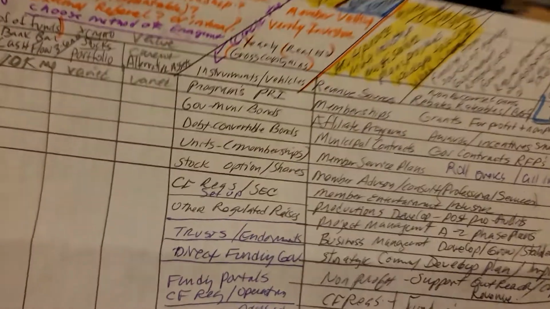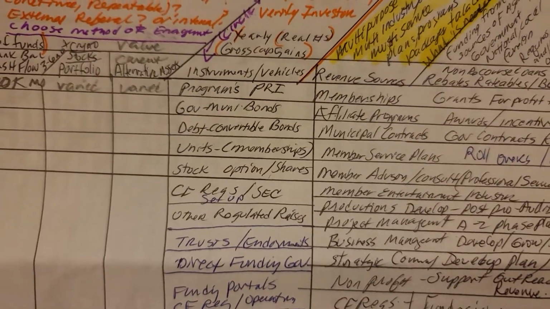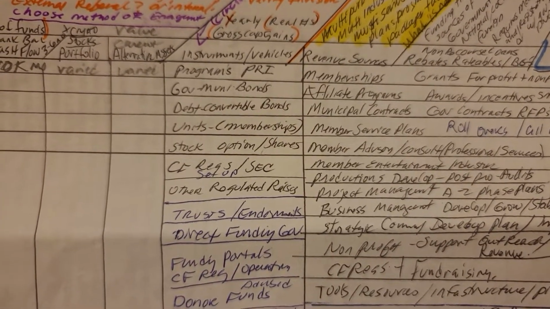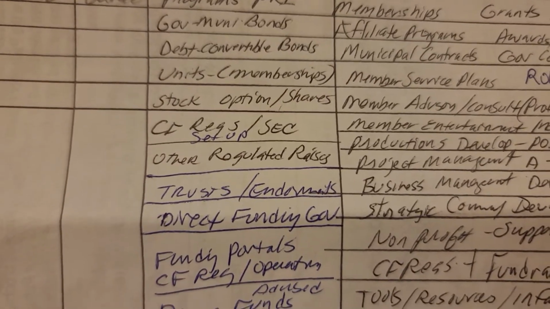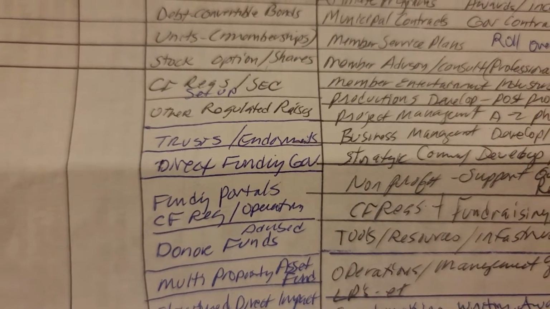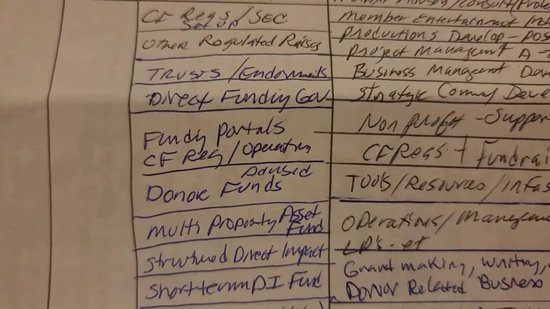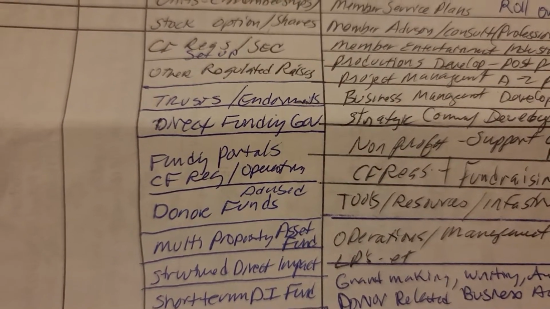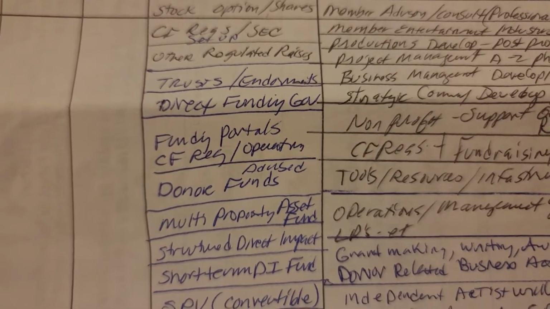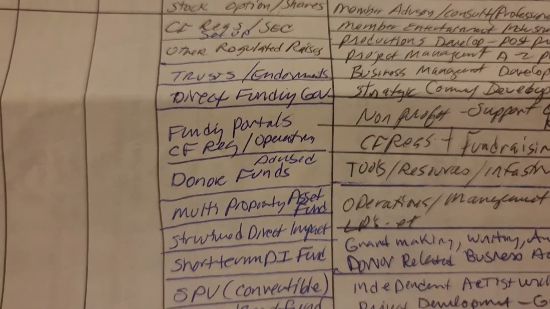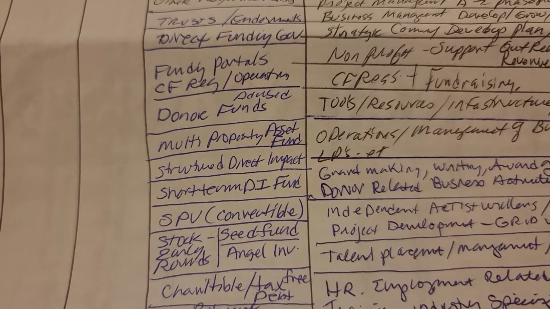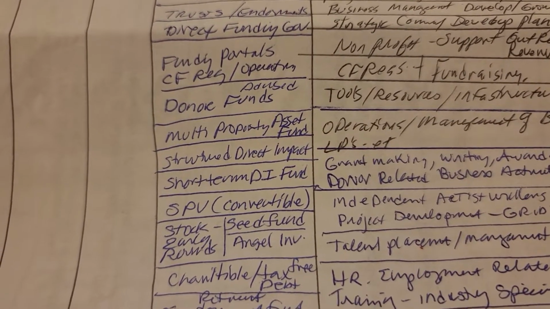So on my list, I've got our instruments being PRI programs, government municipals, municipal bonds, debentures, convertible bonds, units of membership, stock, options and shares, CF regs. Then we have other regulated raises, the A's, B's, C's, D's, that we may be contracted to do for a client, so we have access to that. Trusts, endowments, direct funding through government, funding portals, and CF regulated operating.